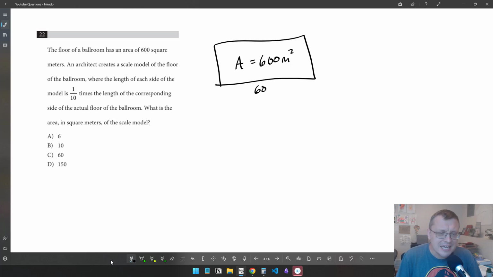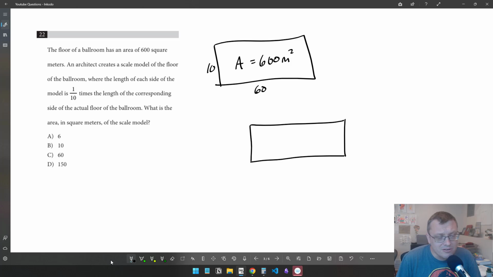So let's do 60 and 10 here. I think that seems reasonable. 60 times 10 is 600, and that will make the next step a little bit easier when we calculate the dimensions of our scale model. Each of the scale model sides is 1/10 the side of the real thing. So 1/10 of 60 is 6, and 10 times 1/10 is 1. So the new area of this model is going to be 6 square meters. That's a really big model, but anyway, no worries. 6 square meters gets us choice A. So that's one option: you can pick numbers.